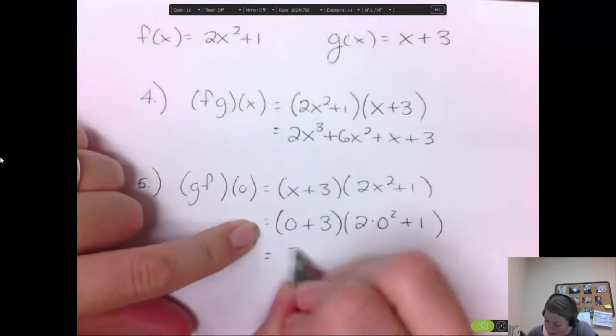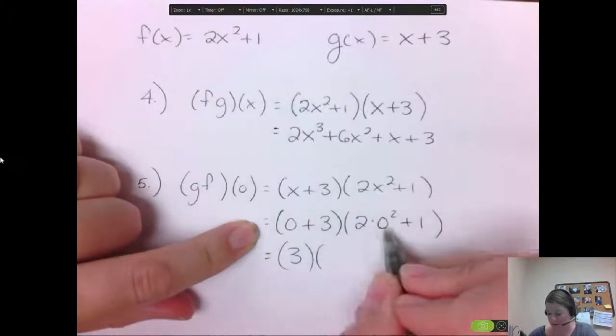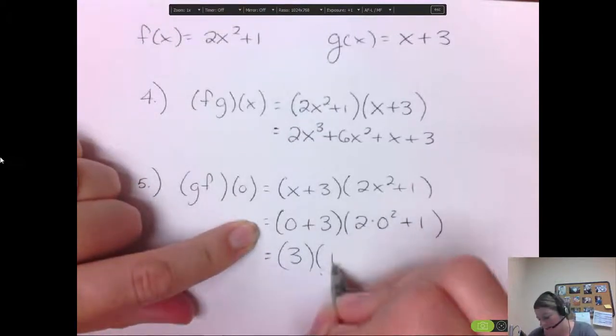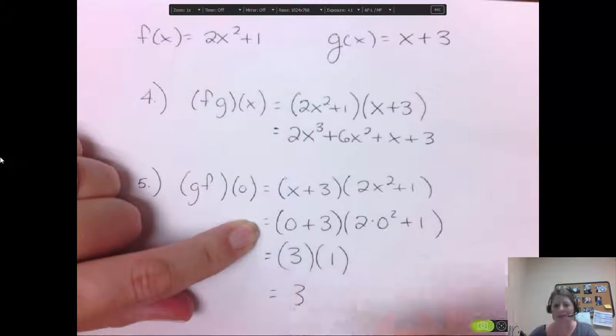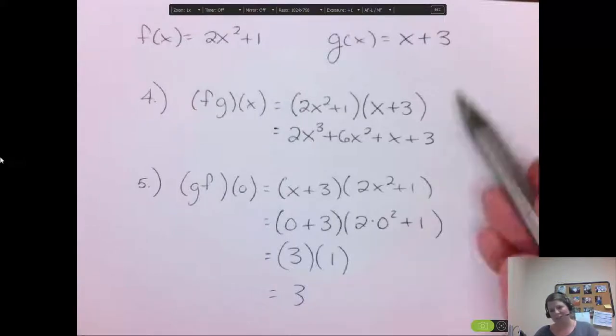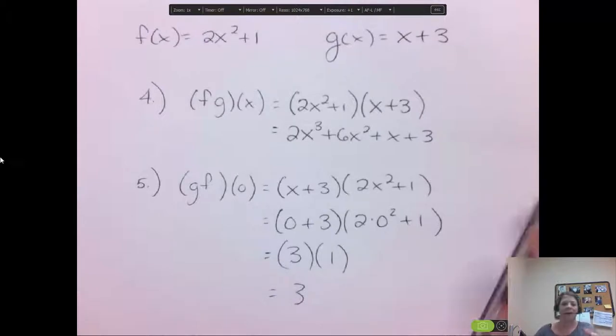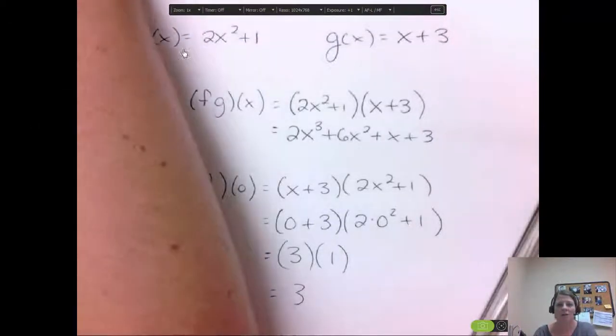0 plus 3 is 3. And 0 squared is 0. 0 times 2 is 0. 0 plus 1 is 1. So what is 3 times 1? It's 3. So our final answer is 3. So that's kind of an overview of multiplication. Whether you see it in function notation or you see it written out, either way, just go slow and make sure you combine your like terms right.